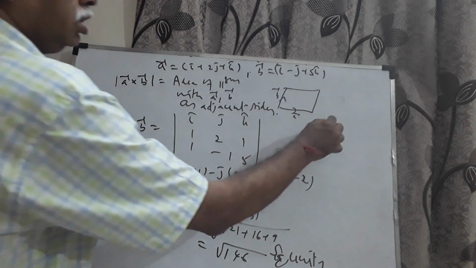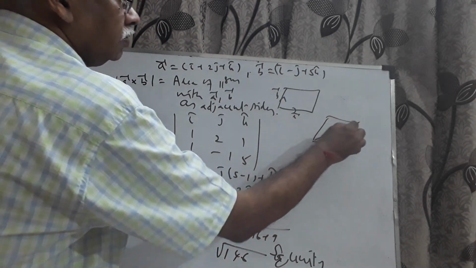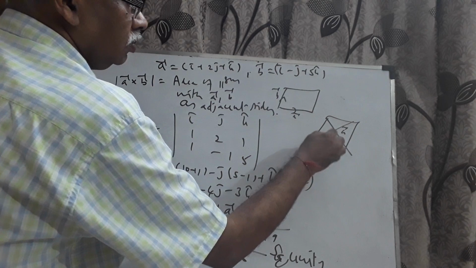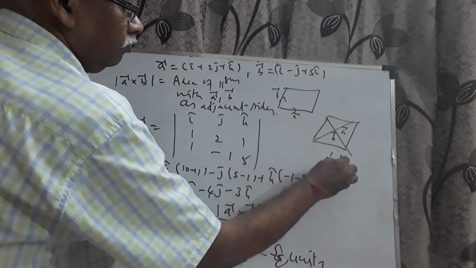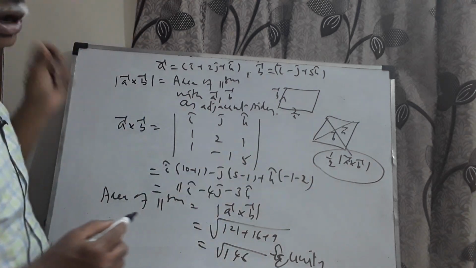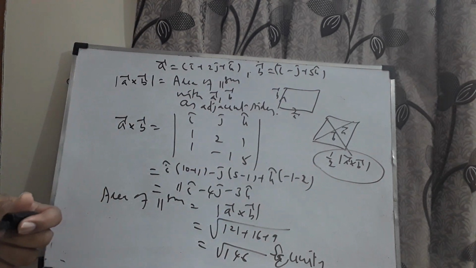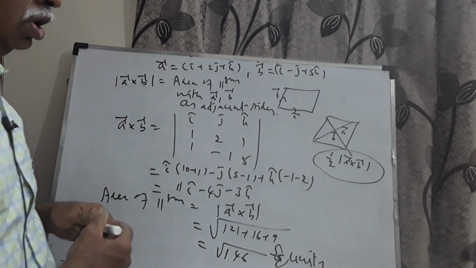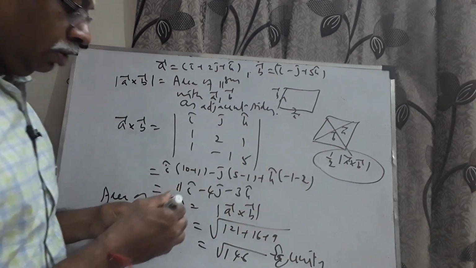If A vector and B vector are diagonals, this is my A vector, this is my B vector, the area is half mod A cross B. The proof of which I gave in one of the videos long back. I am not going to go into the proof of this. Half into mod A cross B will be the formula.